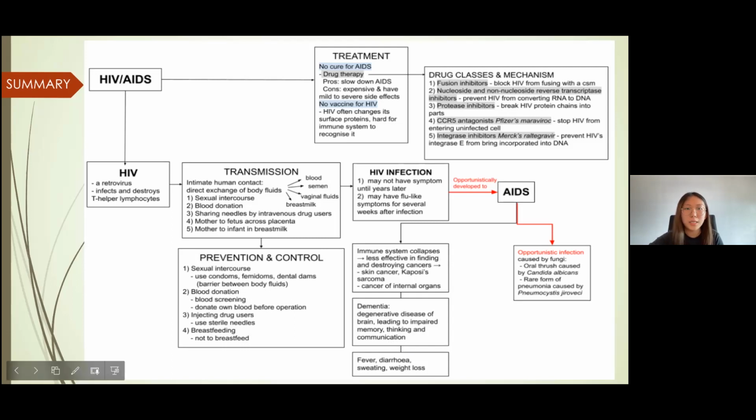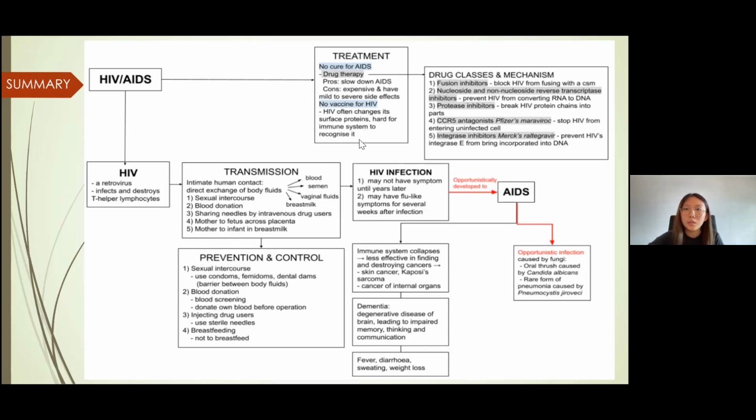So how can HIV and AIDS be treated? Currently, there is no cure for AIDS and no cure for HIV, and no vaccine for HIV. So AIDS and HIV can only be controlled and slowed down by drug therapy, but the drugs are very expensive and have mild to severe side effects. There is no vaccine for HIV because HIV often changes its surface protein, making it hard for the immune system to recognize it.